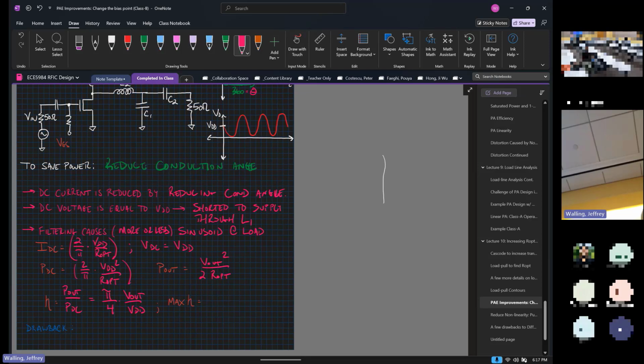And our max value here occurs for the maximum value of V out, which will be equal to VDD. And it's pi over 4, which is equal to 78.5%, more or less.